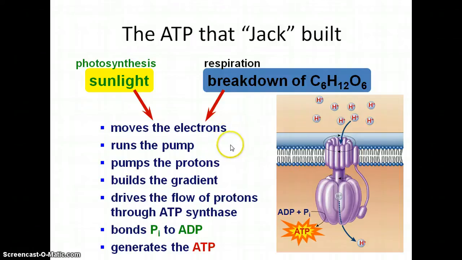And then there's going to be a proton gradient, which means a high concentration of protons on one side of a membrane, which will be used to power the ATP synthase pump. And this synthase actually turns like a little motor to pump these protons out into the stroma in the chloroplast. And that flow of protons bonds the inorganic phosphate to ADP, producing our ATP.